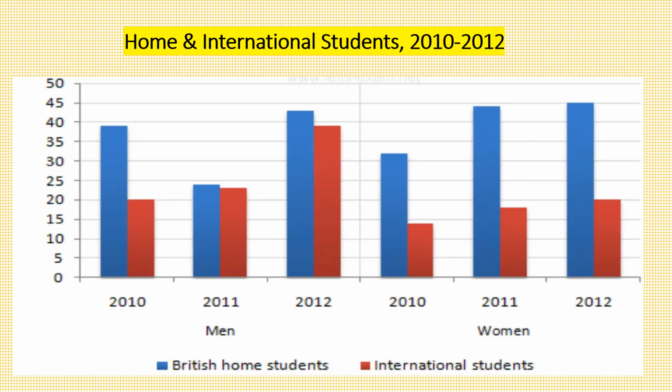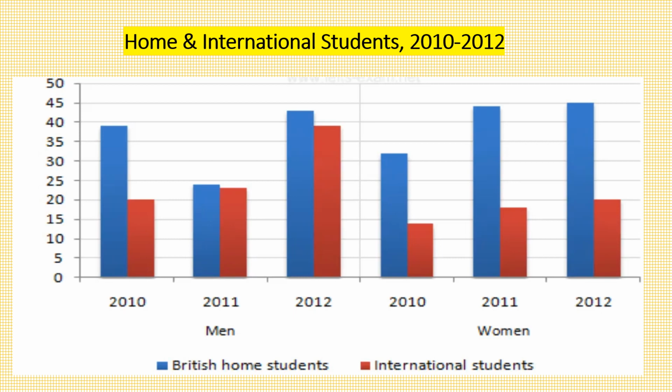Now the next bar graph is about home and international students from 2010 to 12. This bar graph measures British home and international student rates for men and women from 2010 to 2012. The highest number of students was in 2012, and these were female British home students. The least number of international students occurred in 2010 and were international women students.